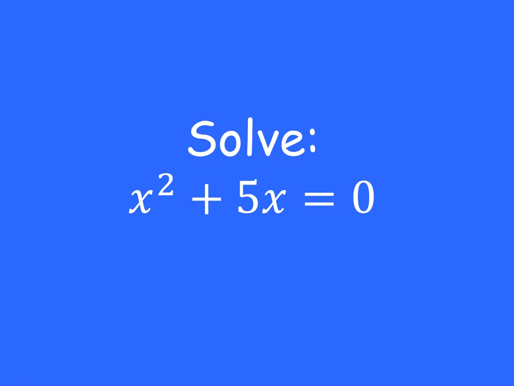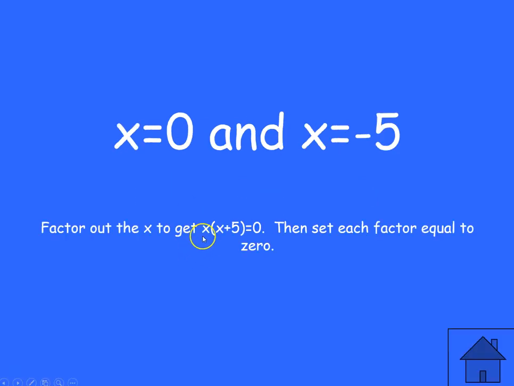Okay, let's see how you did. You've got to take out the common stuff. I think there's an x that's common. So when you take out that x, it should look like this, x times (x plus 5), and you'll set each of those equal to 0. When you set the x equal to 0, you get 0. And when you set this x plus 5 equal to 0, you get the answer of x equals negative 5.